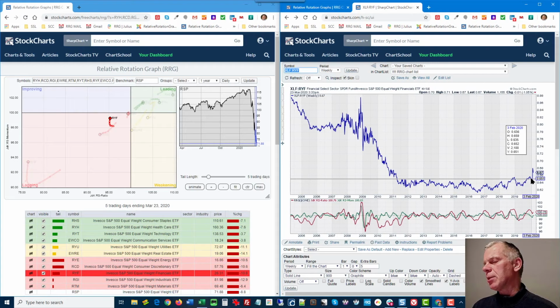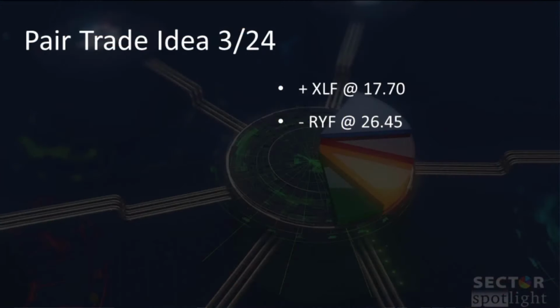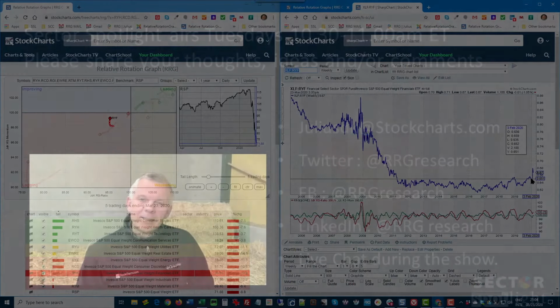Translate that, it means that this suggests that the larger financial stocks, the large cap stocks inside XLF, are actually going to dominate and drive the performance of the financial sector going forward. We're going to put this trade in as a pair trade idea, and let's see how this goes in the next couple of weeks. That's it.